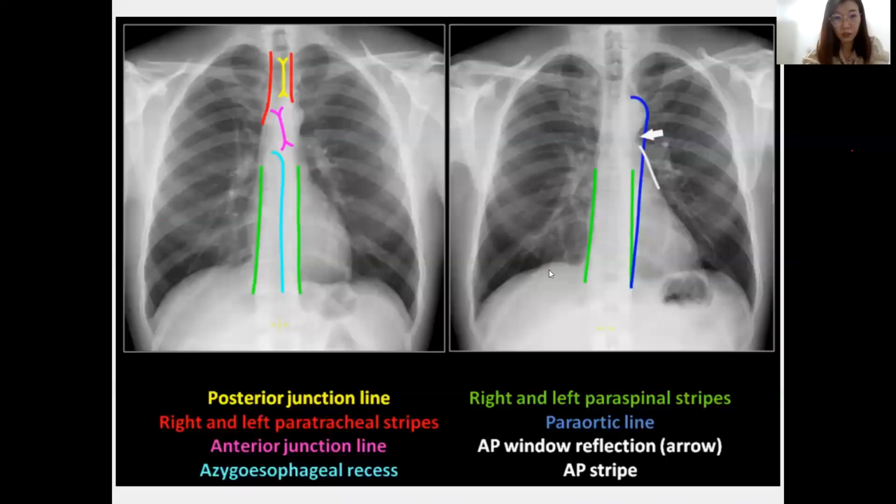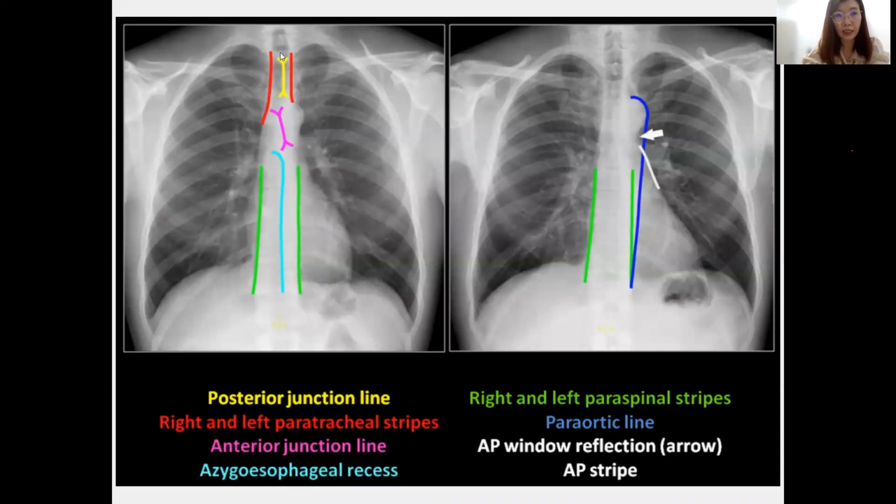Okay. So these are examples showing you the mediastinal lines and stripes. If we can identify them on X-ray, it's good. If not, then it's okay. Because if we identify the lines and stripes here, then if any lesion arises from the mediastinum, we can easily detect it. If not, we won't detect it actually. All right, because we don't see what we don't know.